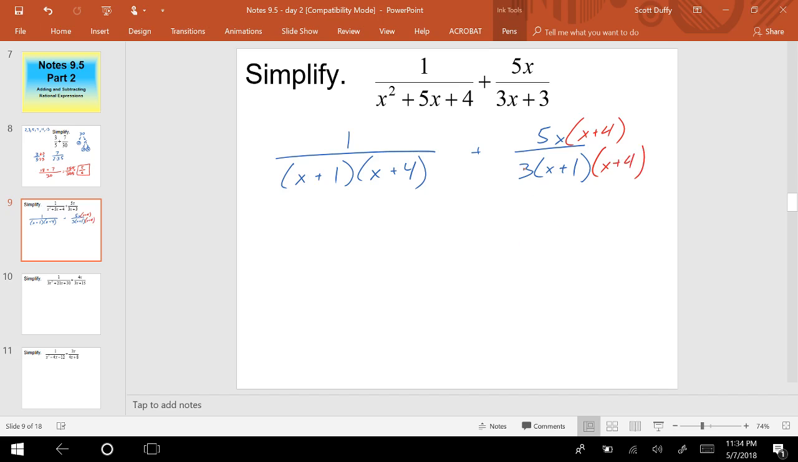Then I ask myself, okay, from this original denominator of 3 times x plus 1, what does this denominator have that this denominator doesn't? Well, it has an x plus 1, but it doesn't have that 3. So I multiply both the top and the bottom by 3. And what you then see is that both of these bottoms have an x plus 1, an x plus 4, and a 3.